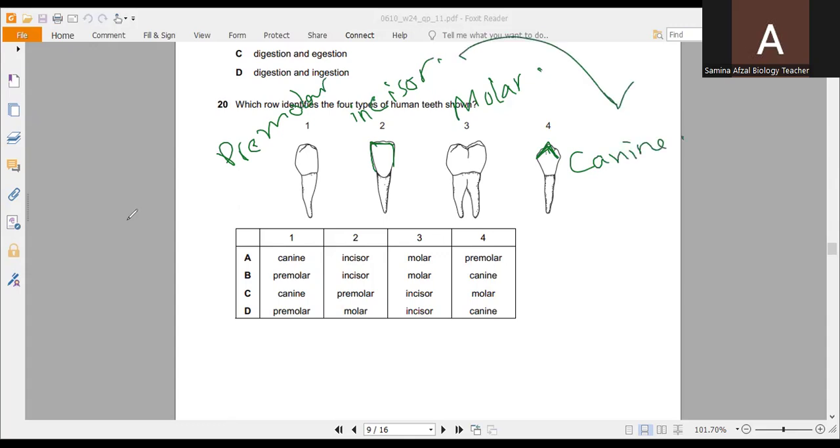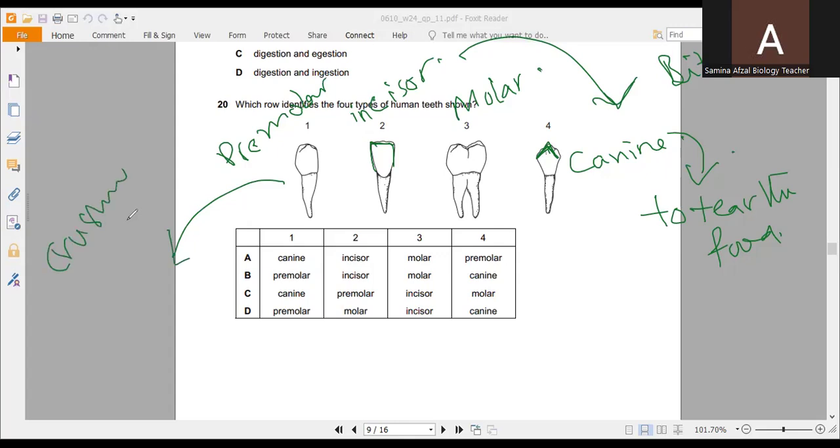Incisors are used to take the bites, canines to tear the food, and 1 and 3, premolar and molar, are used for crushing and grinding. So they have the shapes just like this. So according to this, 1 is premolar.